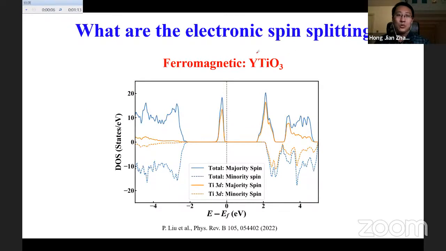Let's look at a typical ferromagnetic material. If you compute the density of states, you will see at the valence band maximum there is only spin up contribution, while the corresponding spin down is located here. So the spin down and spin up are split; the energies are not degenerate. They are split by a finite value, let's say about 2 electron volts. So this is a typical kind of electronic spin splitting.